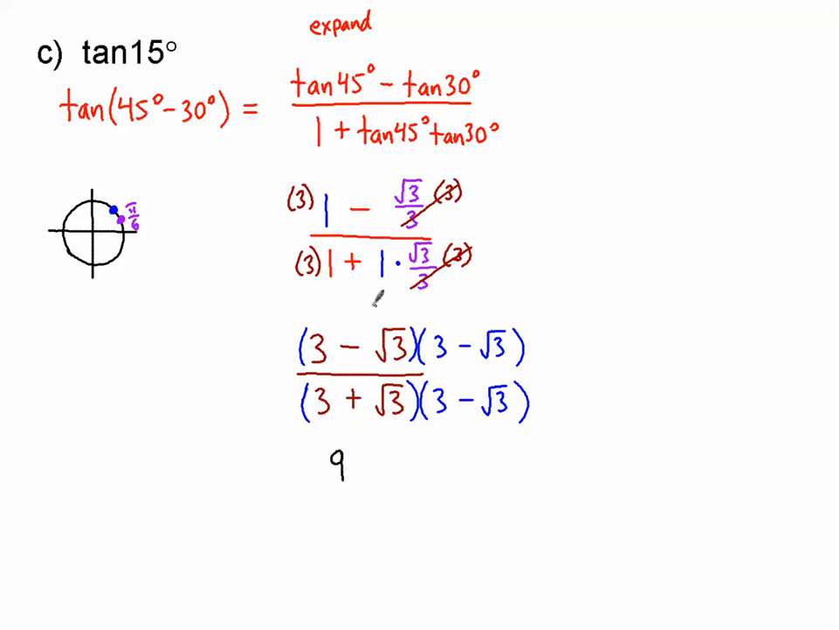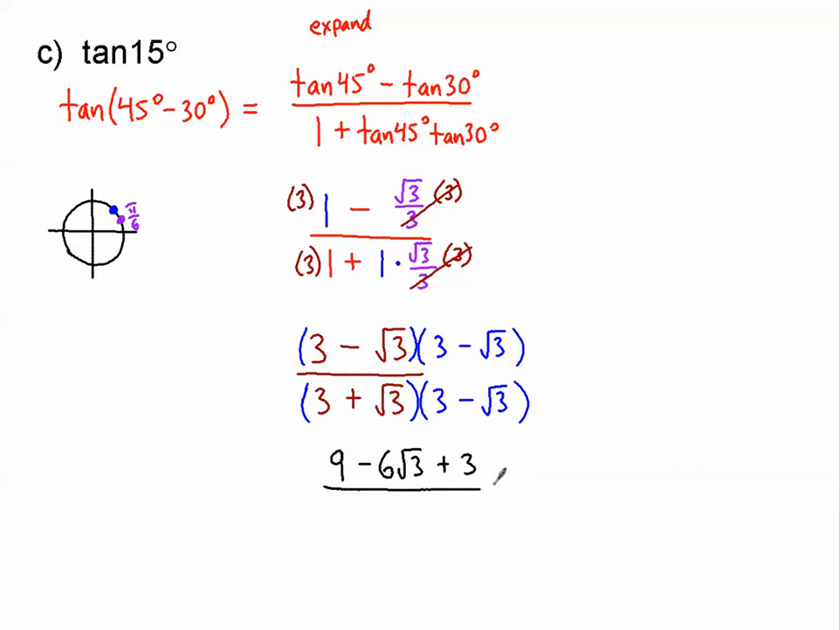3 times negative square root of 3 is negative 3 square roots of 3. And then another 3 times negative square root of 3 gives me another negative 3 square root of 3, giving me negative 6 square roots of 3. And then my last terms, negative square root of 3 times negative square root of 3 makes a positive 3. You might say, well, it's the square root of 9, and you'd be correct. Square root of 9 is 3.